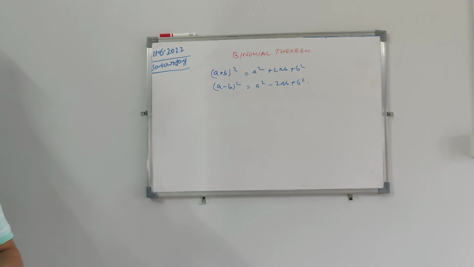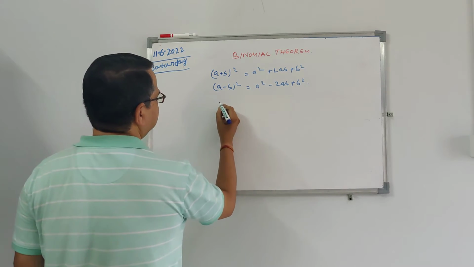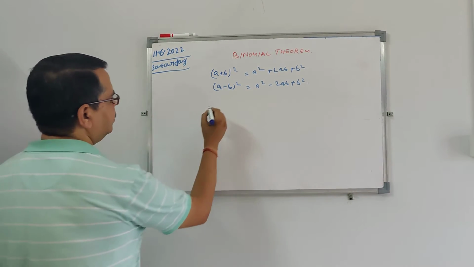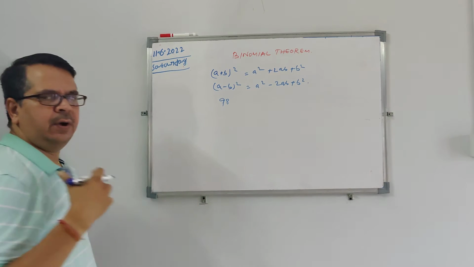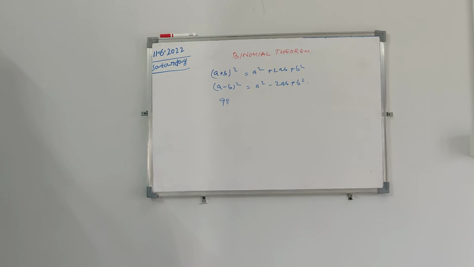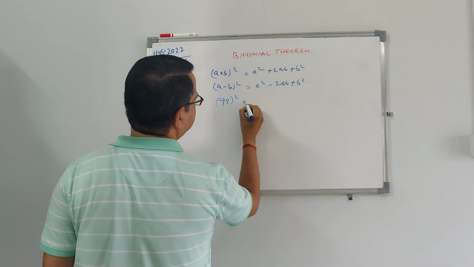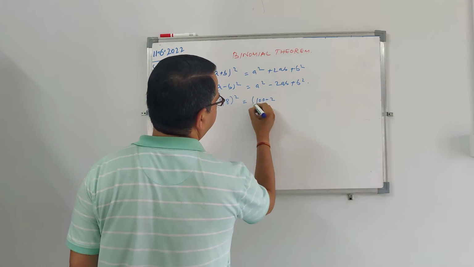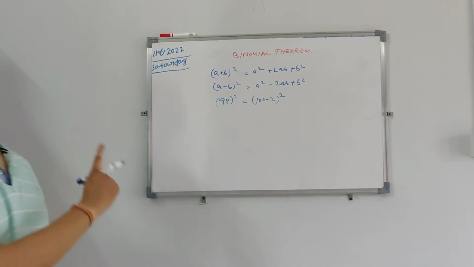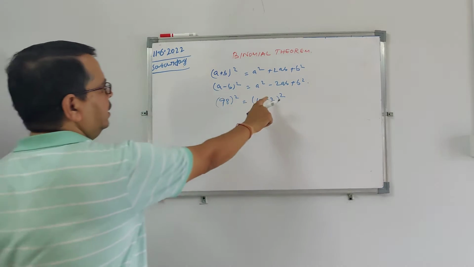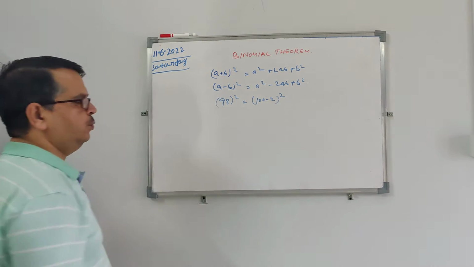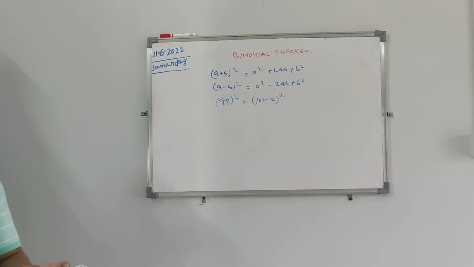So when we are doing, say, 98 square, it is not that easy to find out 98 square because it's a big number. So what we do is 100 minus 2 whole square. We can apply this formula, and 100 is easy to find and 2 is easy to find.